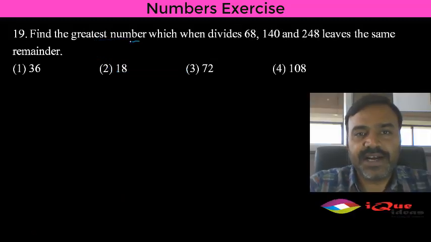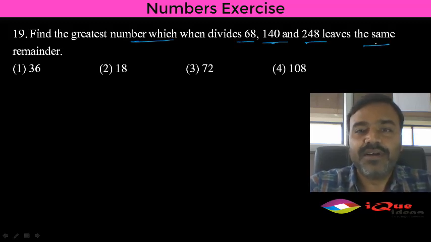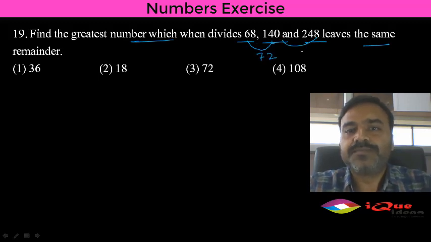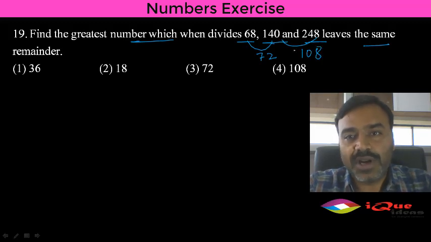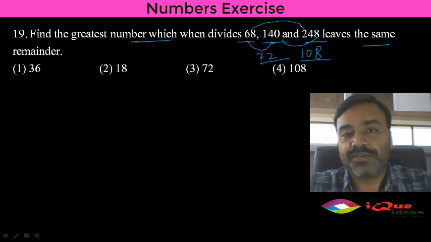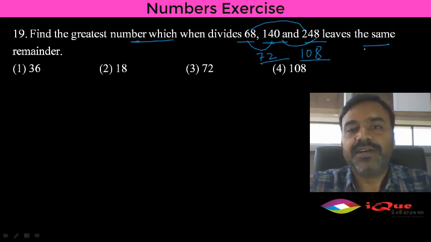Now the next question says, find the greatest number which when divided by 68, 140, 248 leaves the same remainder, right? Directly what you can do in these questions is take the difference of first and second. The difference of first and second will be 72. Second and third, that will be 140 and 248, the difference will be 108, right? Your answer can be achieved from this only, but take the difference of the other two also. 68 and 248, the difference will be 180.